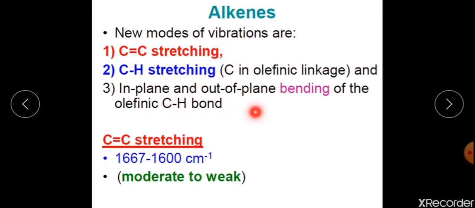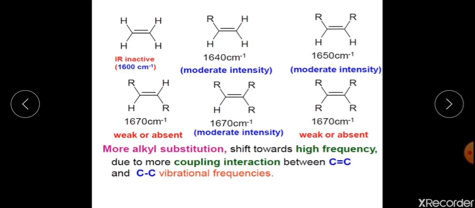It can have a carbon double bond stretching vibration, and it can have carbon-hydrogen stretching, right? In-plane and out-of-plane bending of the CH bond is also there. If we are particularly concerned about this carbon double bond stretching vibration, it will come at 1667 to 1600 centimeter inverse, and it is moderate to very weak.